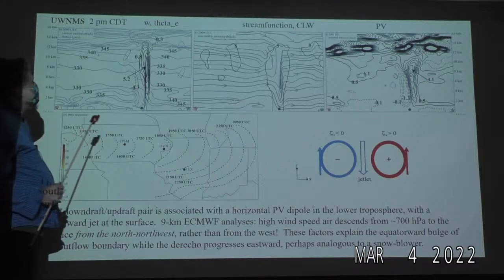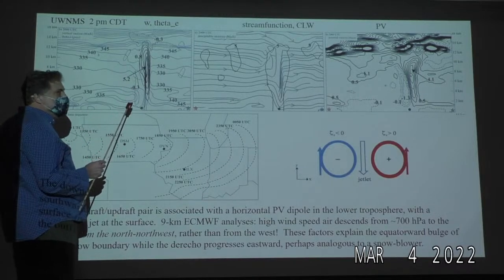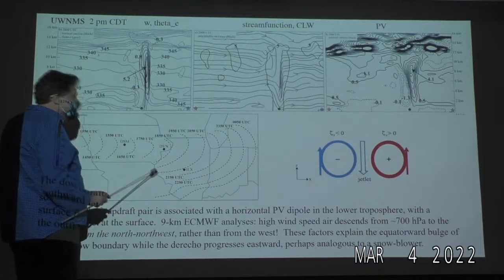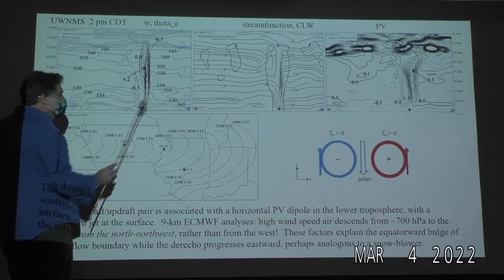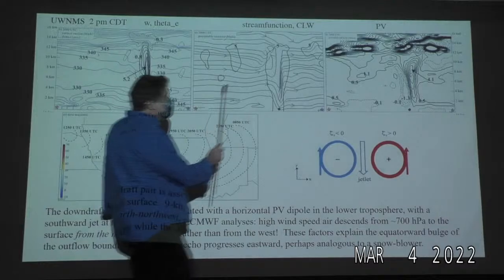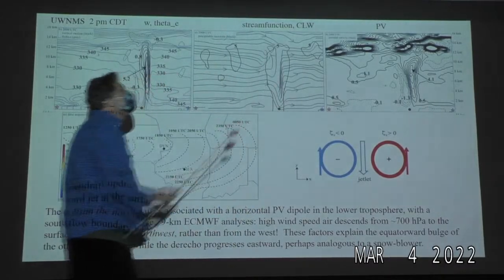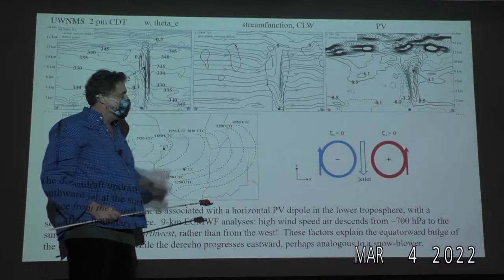And to tie that together, what we have here is an east-west cross-section. This is about 2 p.m. and it's in eastern, it's right about here. And we can see an updraft over a downdraft, which is what you'd expect. It gives a kind of a hydraulic jump pattern, and here's the cloud outline. And so this is sort of the geometry that you'd expect for a derecho.